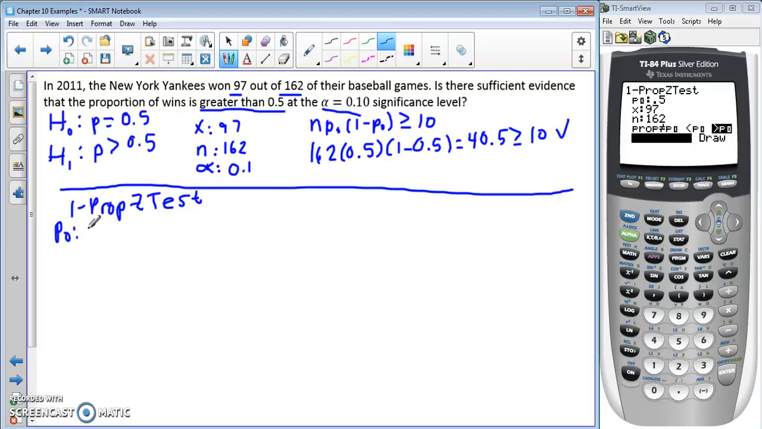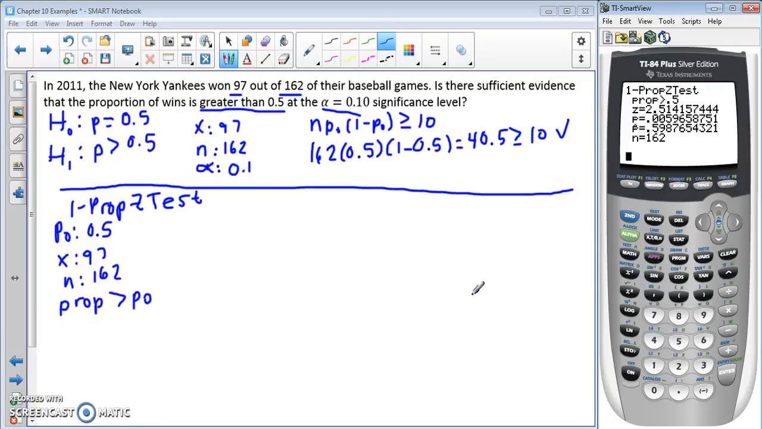So p naught is 0.5, x is 97, so you want to make sure you write things down like this on your test to make sure you're showing work. N is 162, and then our alternative, so prop is greater than p naught. So go down to calculate and press enter.